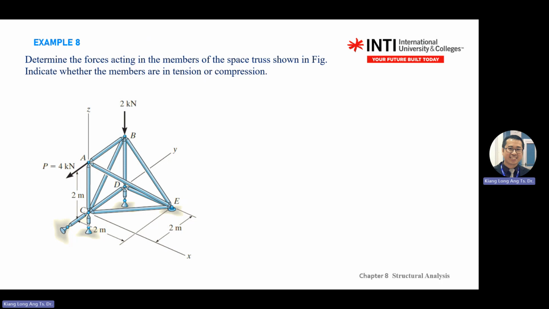And the length of all the members will be 2 meter. So for example, AC, 2 meter. And the distance between C and D is 2 meter. CE may be a little bit longer. C to E horizontal is 2 meter. So basically, you can use cosine rules or you can use right-angled triangles if they are 90 degrees to solve the question.